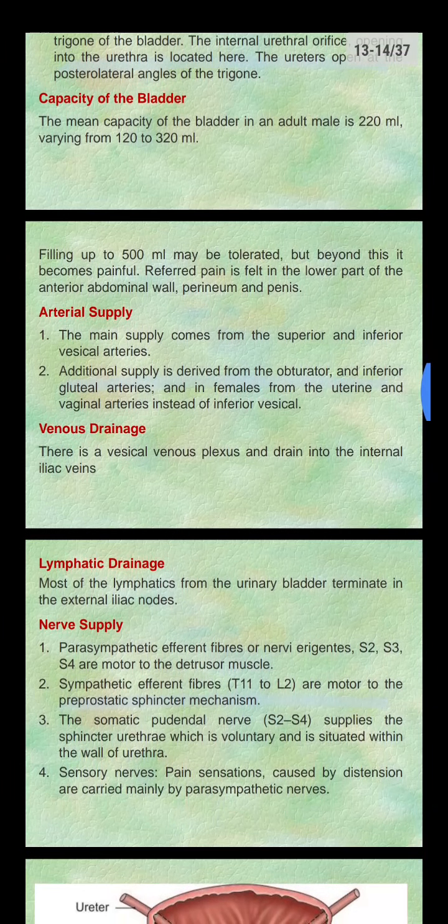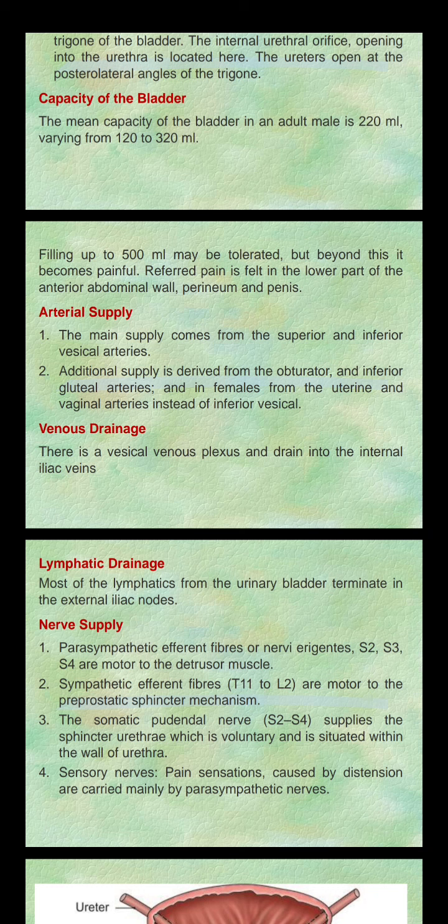Then comes the arterial supply. The main supply comes from the superior and the inferior vesical arteries. Now what are vesical arteries? These are the branches of the internal iliac artery. So what is the internal iliac artery? As I told you, the aorta divides into two common iliac arteries, and the common iliac arteries divide into the external and the internal iliac artery, and the internal iliac artery gives the vesical arteries.